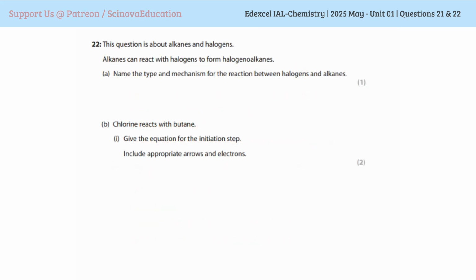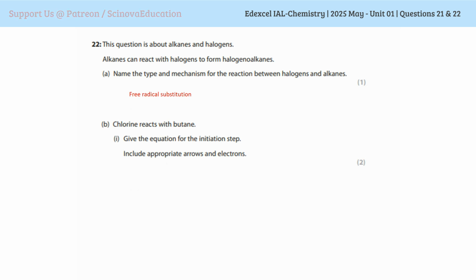Question 22. This question is about alkanes and halogens. Alkanes can react with halogens to form halogenoalkanes. Name the type and mechanism for the reaction between halogen and alkanes, that is a free radical substitution. Chlorine reacts with butane. Give equation for the initiation step.